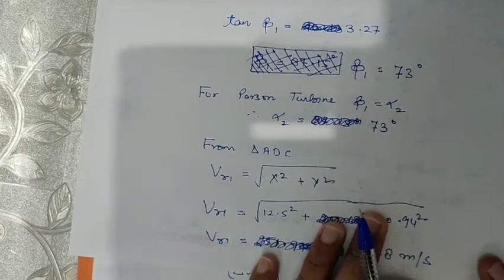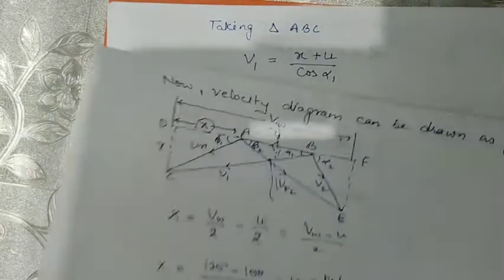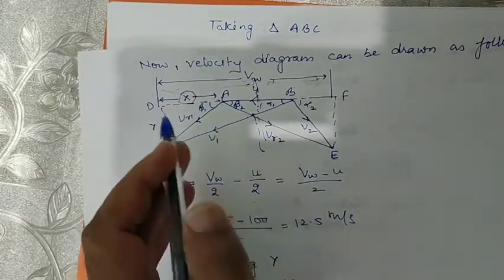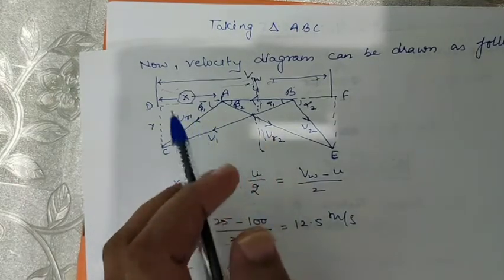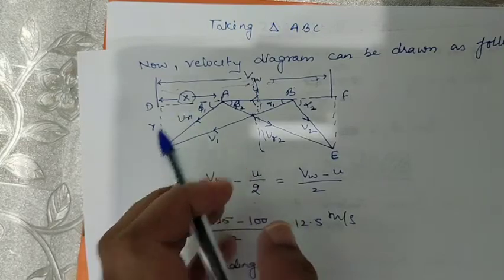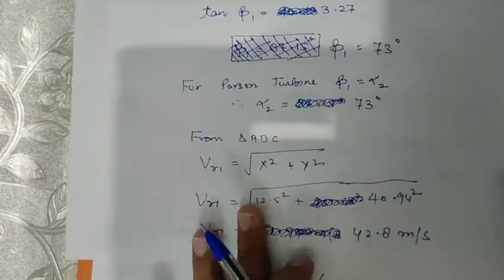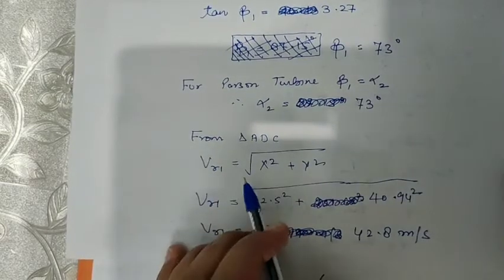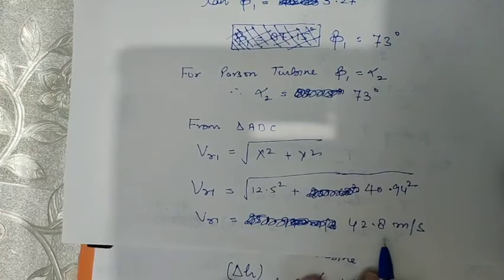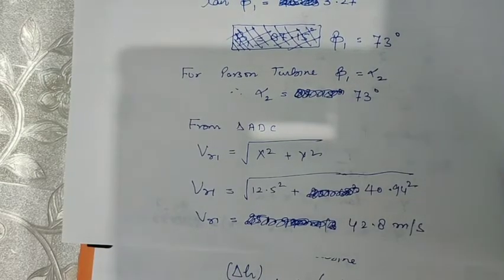Now we can find out the value of VR1, taking again triangle ADC. So we can apply Pythagoras theorem, that VR1 square is equal to x square plus y square. So VR1 is equal to under root x square plus y square. So VR1 is equal to 42.8 meter per second by putting the value of x and y.